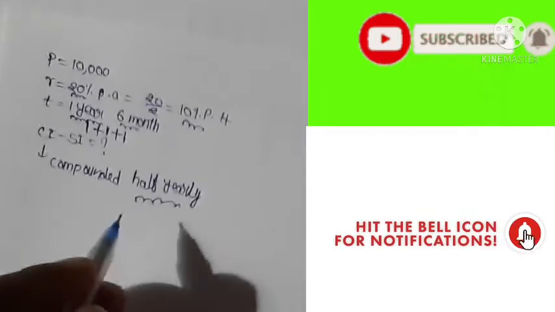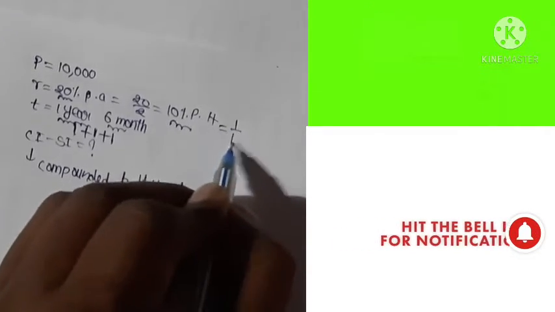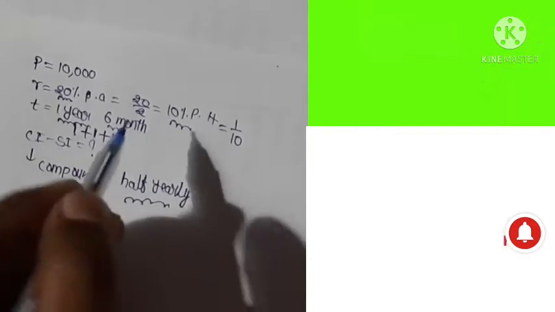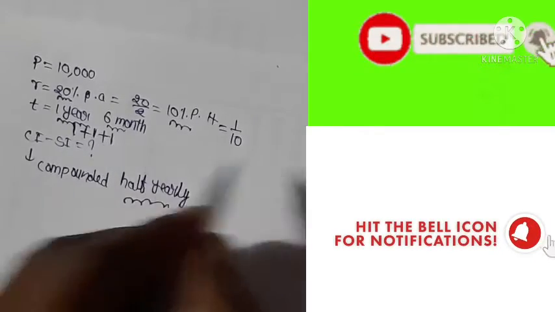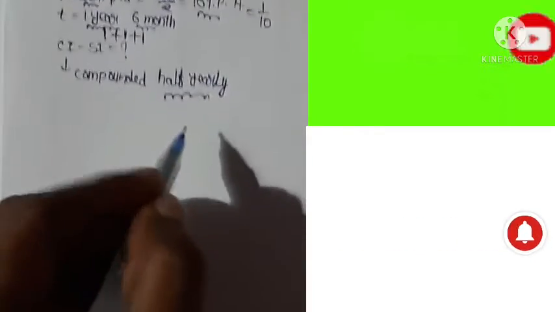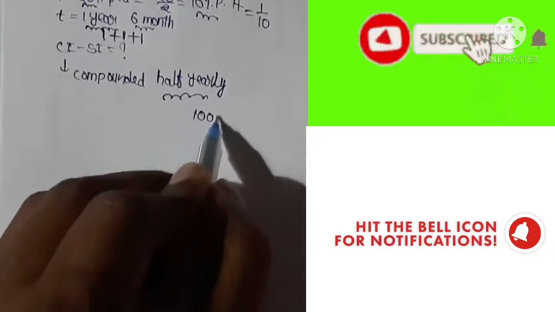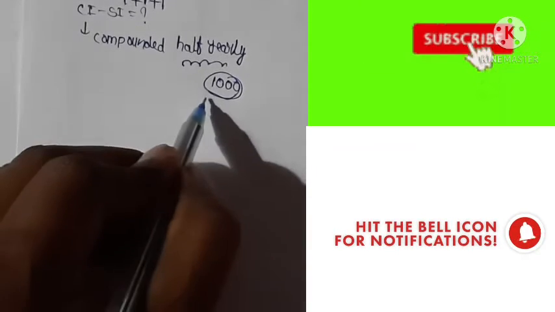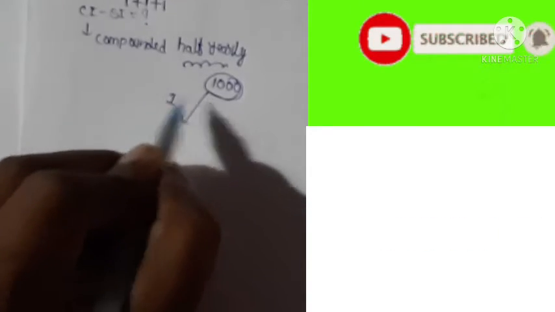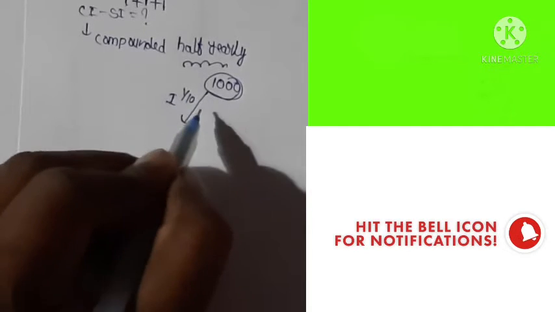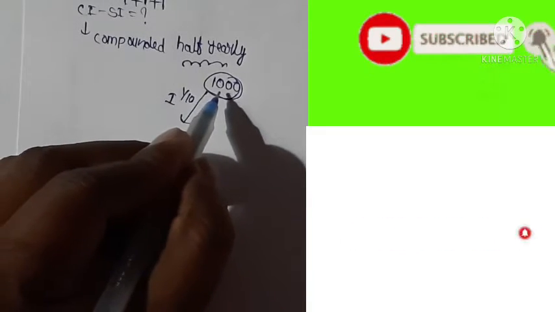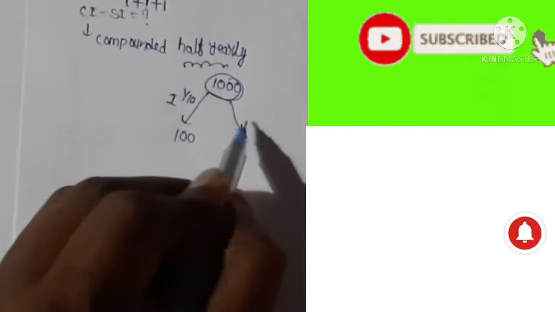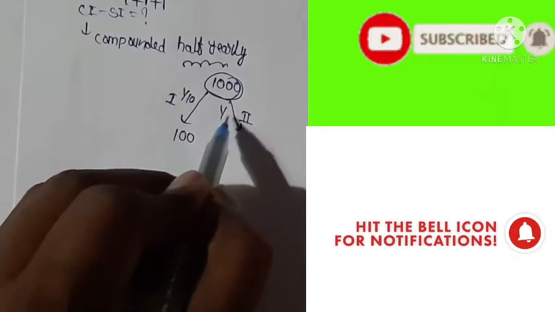So 10% per half year for 3 half years. 10% can be written as 1 by 10. Here the time is 3 years, so take the principal as 1000. For the first year the rate of interest is 1 by 10, so the value is 1000 by 10, which is 100.